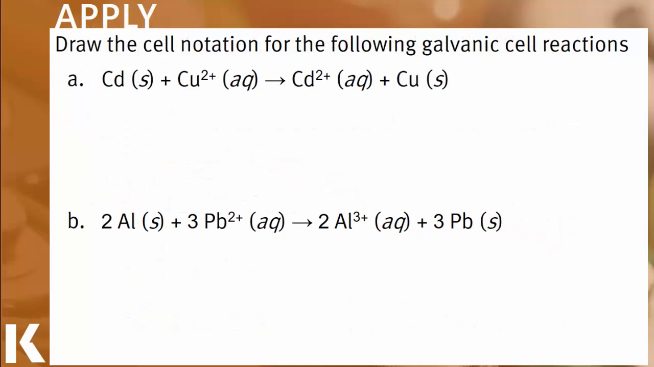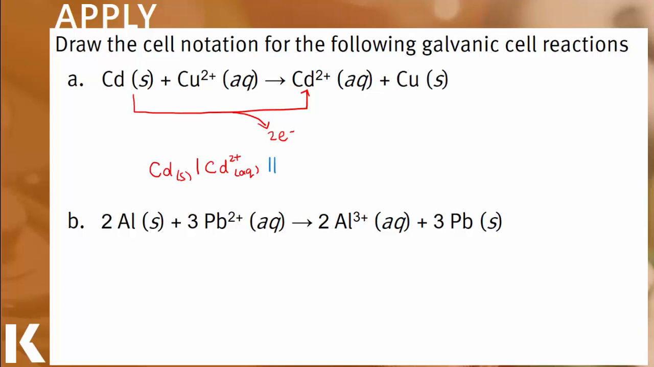Let's go ahead and draw out the cell notation for the following redox reactions. In A, we have cadmium and copper reacting together. Solid cadmium is losing electrons to form cadmium ion, so this is the anode half reaction and will go on the left. The notation will go in the direction of electron flow. Cadmium solid first, then separated by a solid line to denote the phase, and then cadmium ion second. Next, draw the two double lines to denote the salt bridge.